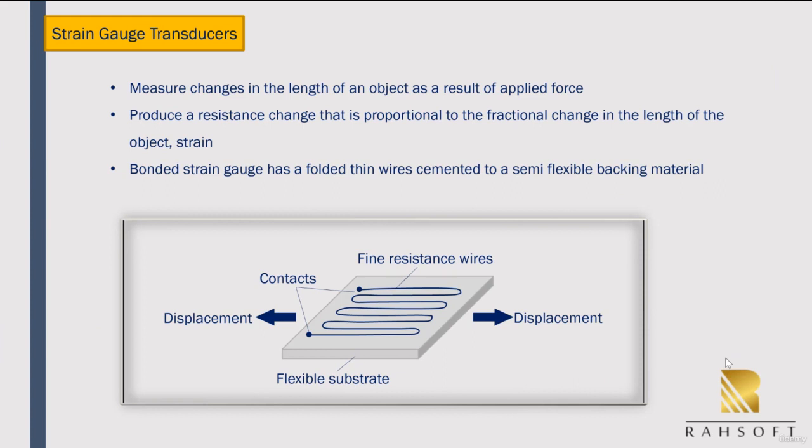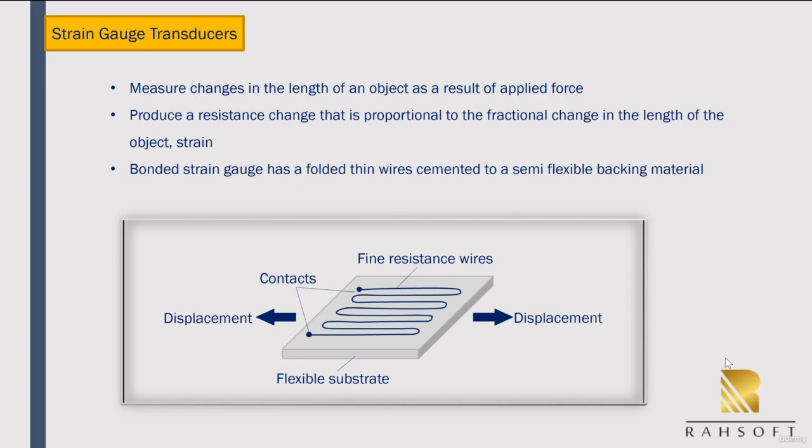The first one we'll be talking about is strain gauge transducers. They measure the changes in the length of an object as a result of an applied force from the outside. This produces a resistance change in the object that is proportional to the fractional change in the length of the object, which is known as strain.